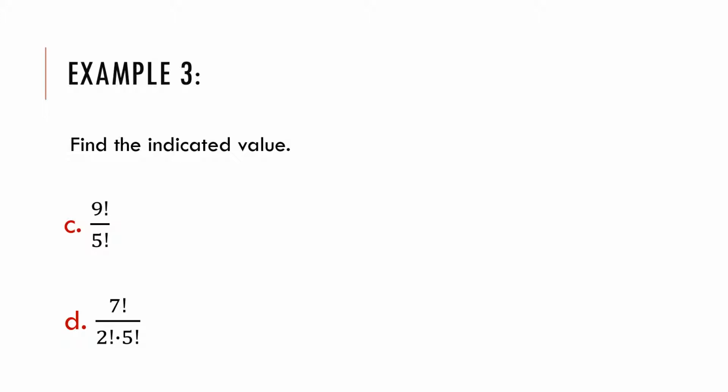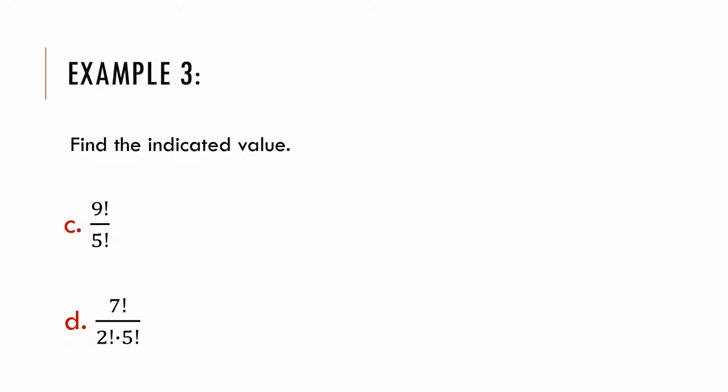All right, now we have some that are a little bit more complicated. Part C, we have 9 factorial divided by 5 factorial. And then in part D, even more complicated, 7 factorial divided by 2 factorial times 5 factorial. Okay, so these are definitely ones that I would suggest that you use the factorial button on your calculator for. It's just going to save you a ton of time.